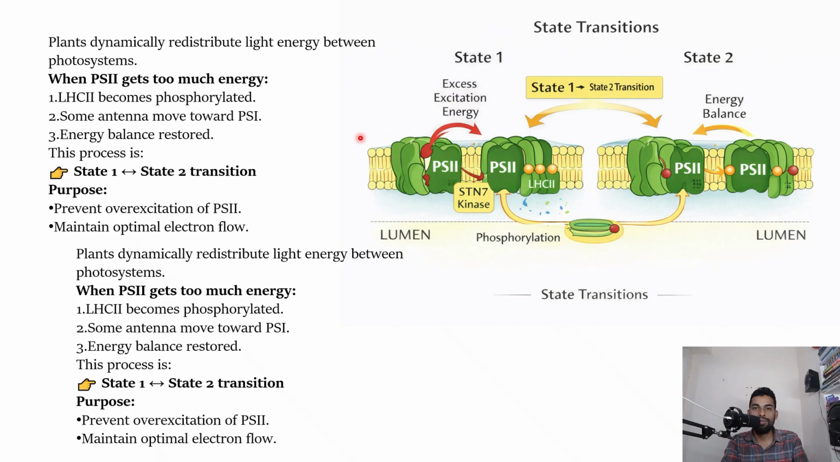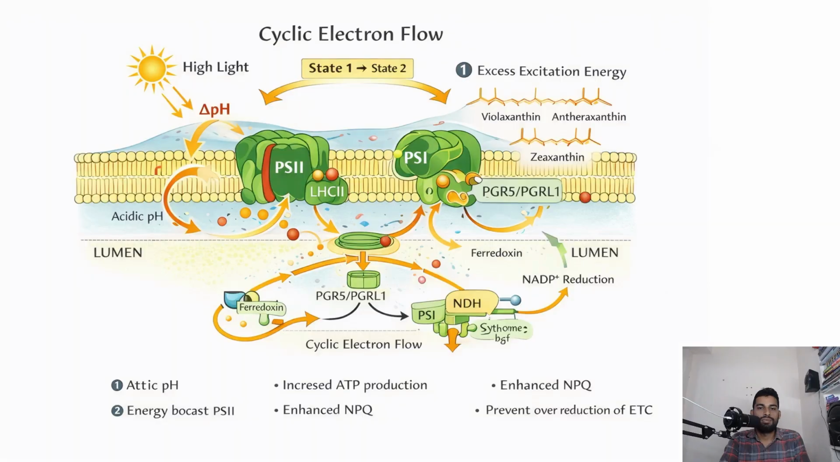I told you in the previous slide that PSBS protein recognizes the antenna molecule changes. So it is happening in state transitions. So PSBS identifies these changes. Let us go to the next slide. The next topic is cyclic electron flow.